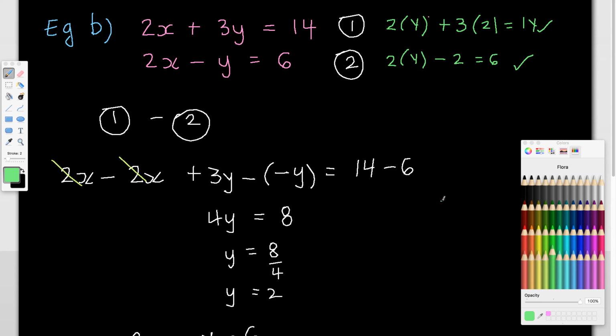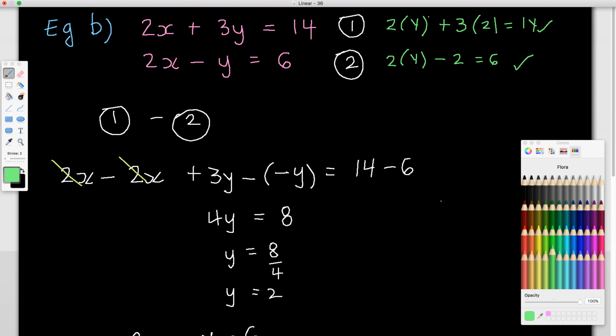The next one that I would like to do, I am going to do a little trick to allow me to do this process, because sometimes it's not always nice and easy like these two. Sometimes you have to manipulate your equations a little bit.